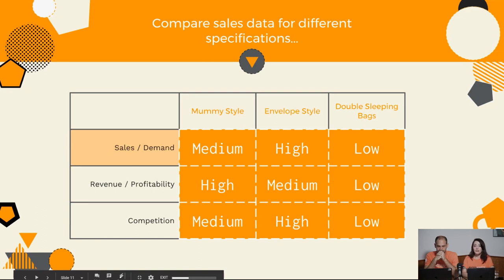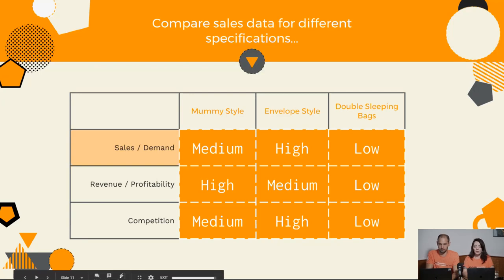So with the mummy style, the sales and demand is, I would say, medium, but the revenue and profitability is high because the ticket price, what the consumer pays, is generally higher. And the competition is medium. There were fewer sellers selling the higher end type of sleeping bag in this style.